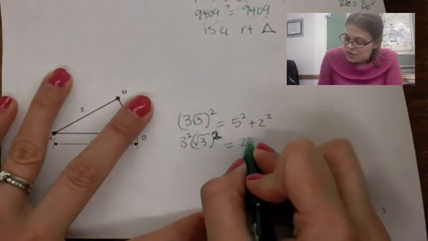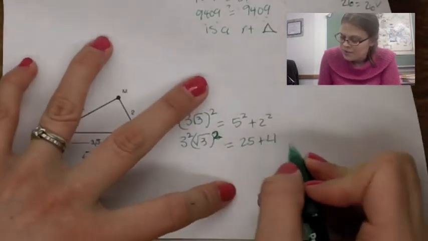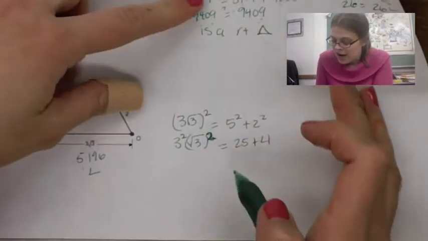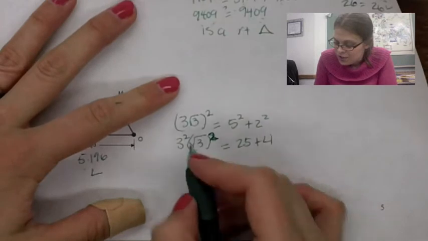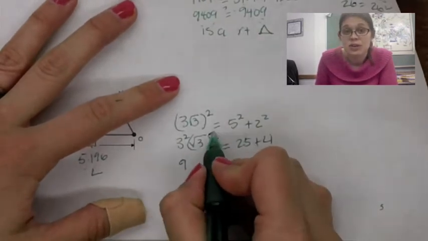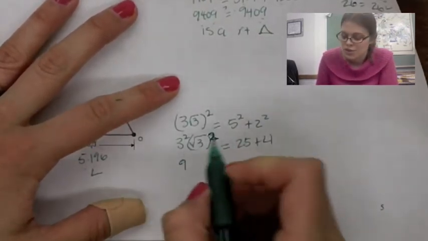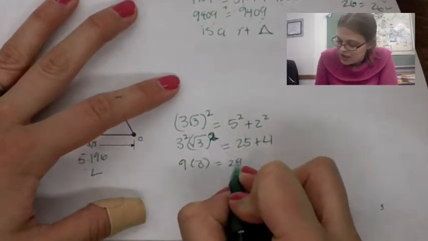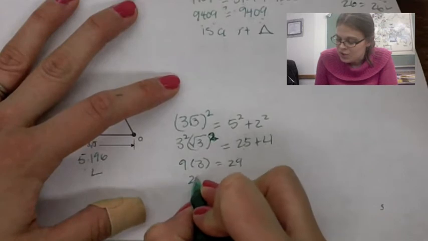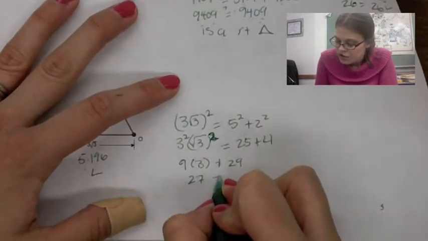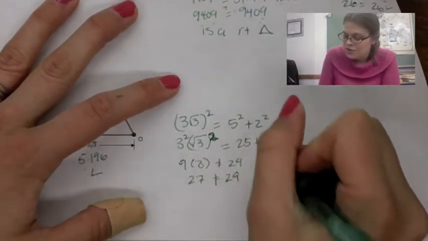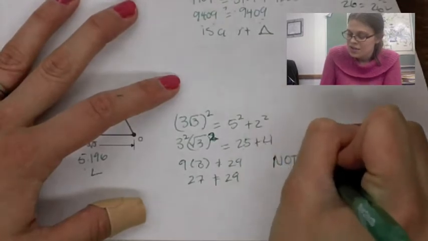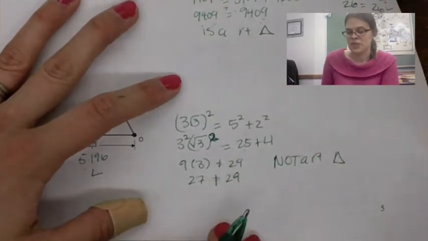So 5 squared is 25, 2 squared is 4. Now I have 3 squared is 9, root 3 squared, remember the squared and the root undo each other, so I just get 3. So I have 25 plus 4 is 29, and 9 times 3 is 27. So these are not equal, so this is not a right triangle. Okay.